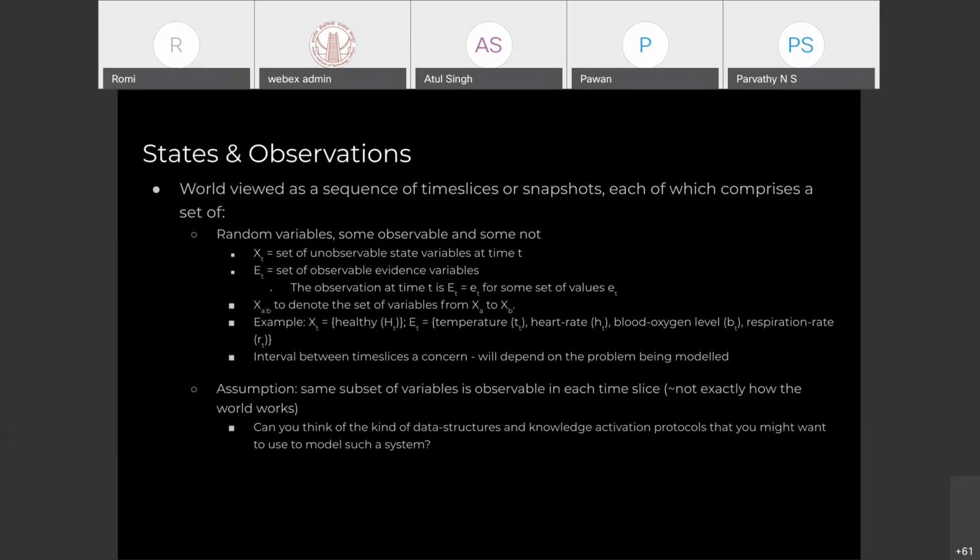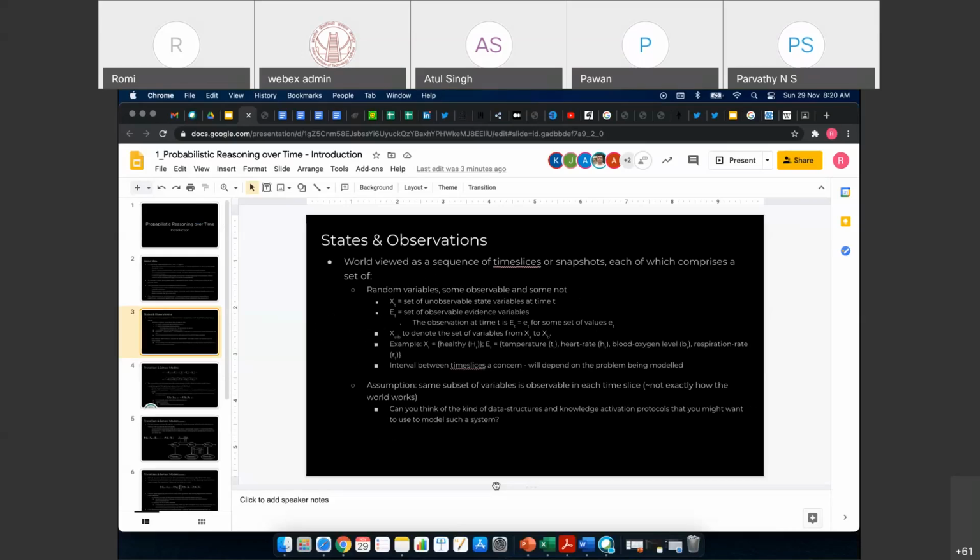So now my question to you, I would like to see your thoughts. Can you think of the kind of data structures and knowledge activation protocols that you might want to use to model this dynamic kind of system, where all variables may not be available, or may not be activated at every time instant? I would like to leave this question with you to ponder over and contemplate.